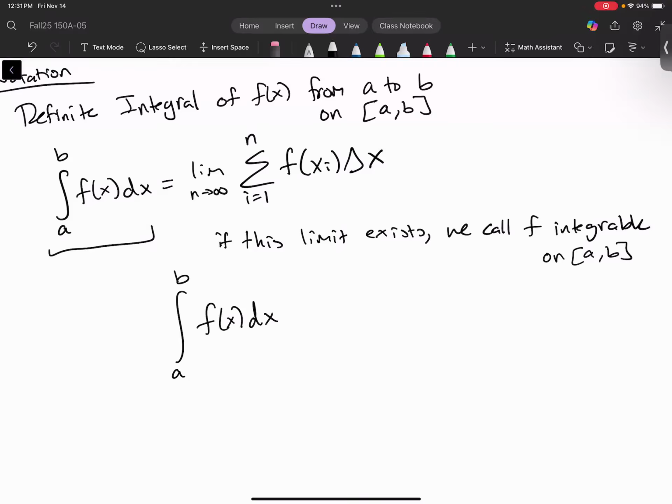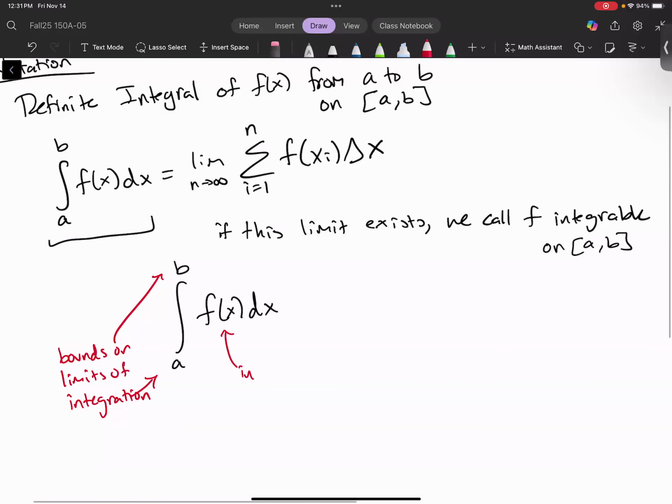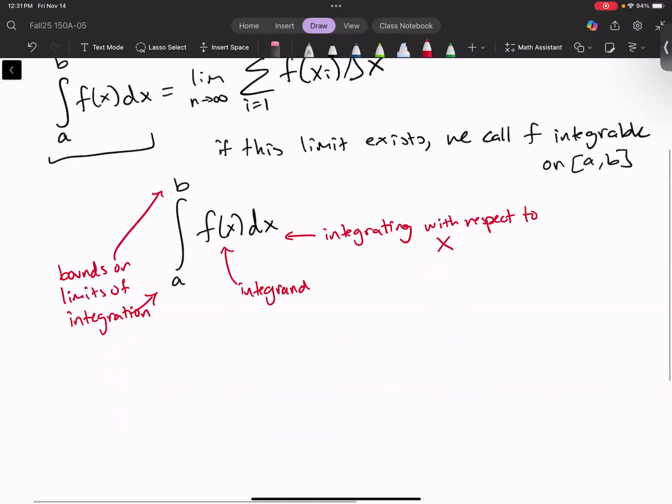So these are our bounds, or limits of integration. What interval are we looking at? Again, just to recap, this is the integrand. And then we are integrating with respect to x. Okay, x is the variable we're looking at. That tells us what variable we're looking at.